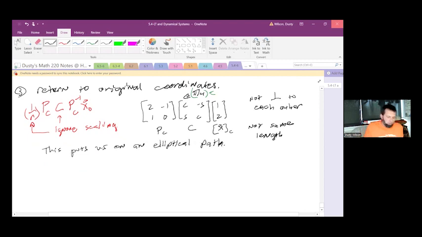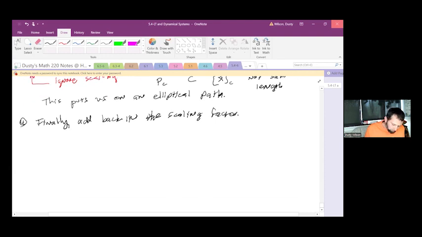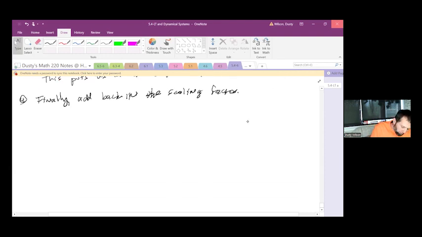So the last thing that we need to address here is that scaling factor. Finally, we're going to multiply back in the scaling factor. So we'll get our full formula, where we had our original matrix A, which was equal to PCP inverse, but we're writing it as R times P times a rotation-scaling matrix, cosine, minus sine, sine, cosine, times P inverse.